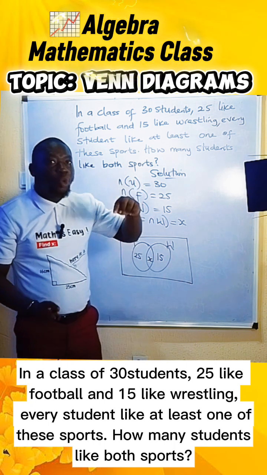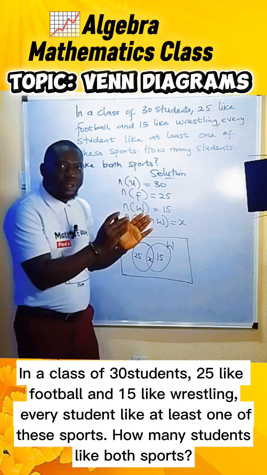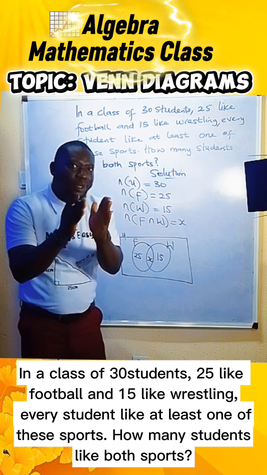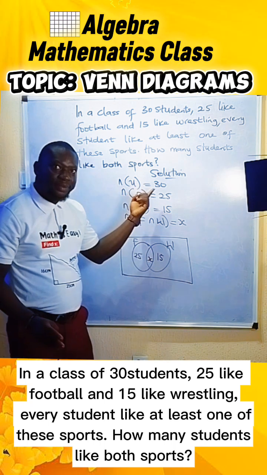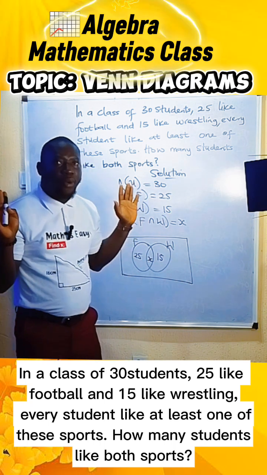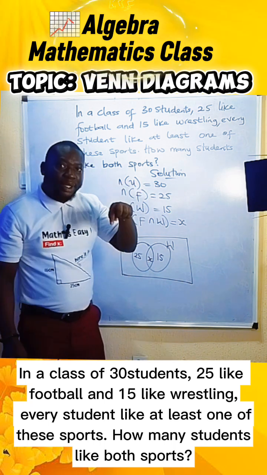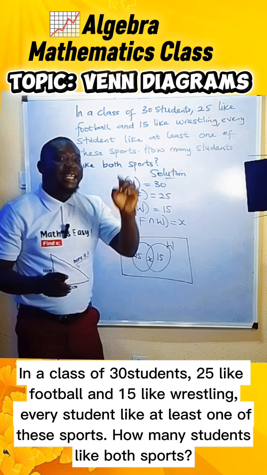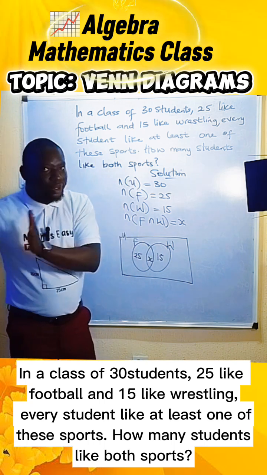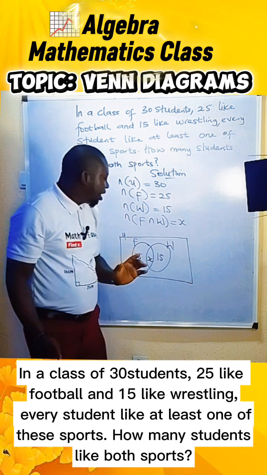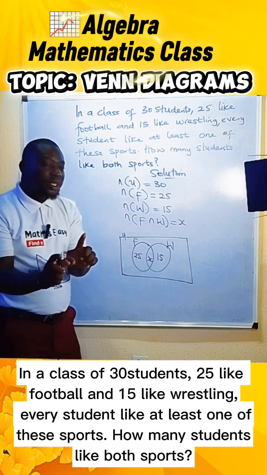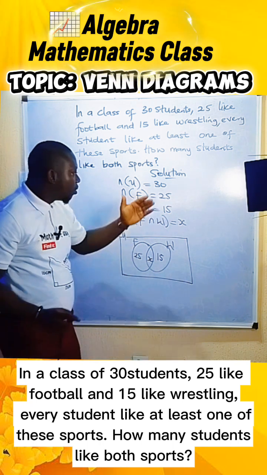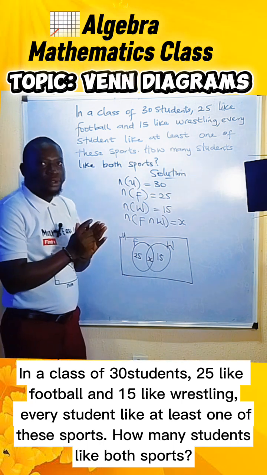Okay, when they use the word only, it means that those set of students, they just like that particular activity or that particular sport. As in this case, they don't like other sports at all. But those that like that particular sport, it means that they like the sport, they also like other sports. Okay, now in this question, the number that like football is 25. So those that like football also like other sports.